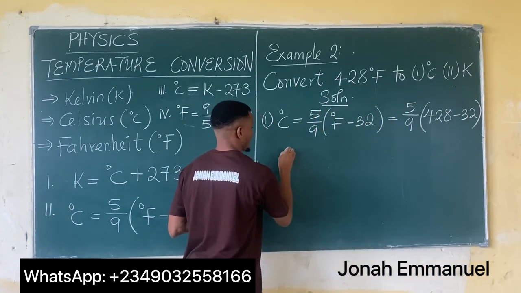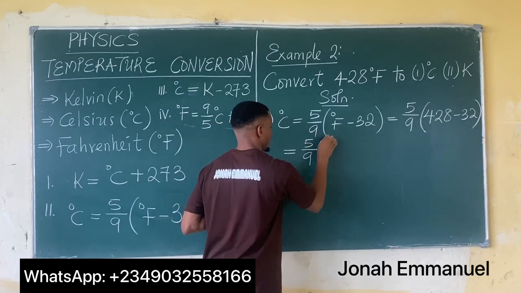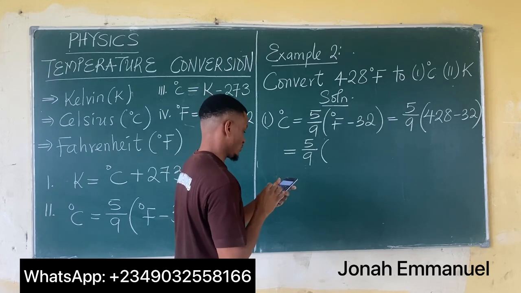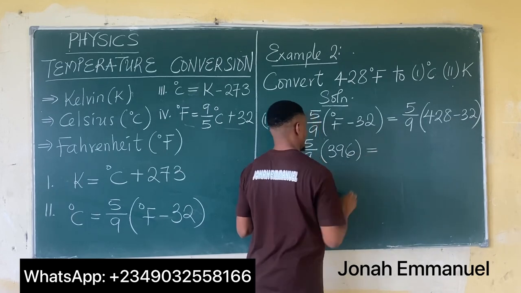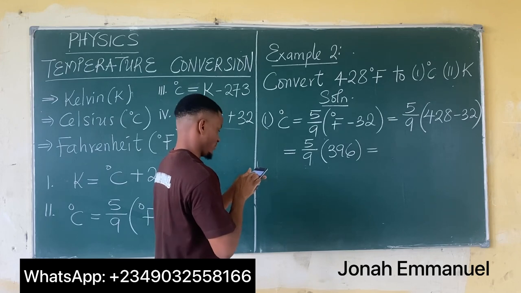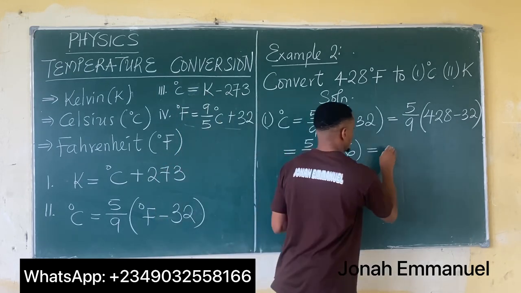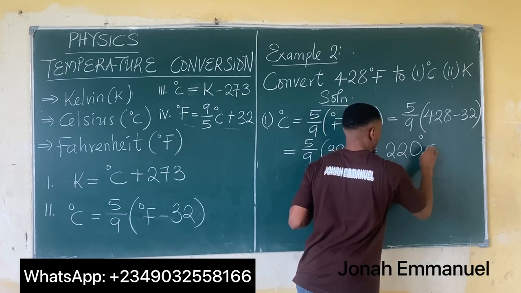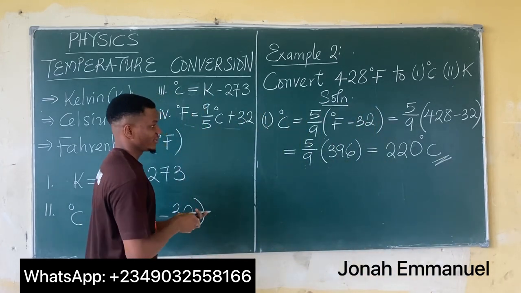Hence, the degree Celsius value is equal to 5 over 9 into 428 minus 32. That gives you 396, and that's equal to 5 over 9 multiplying 396. That gives you 220 degrees Celsius. All right. So we have successfully converted to degrees Celsius.